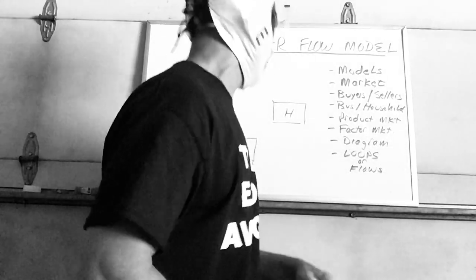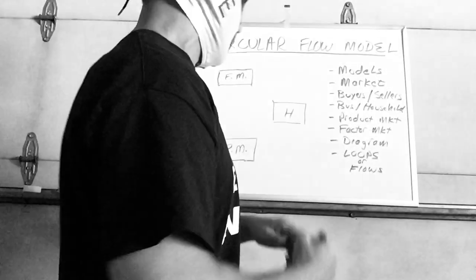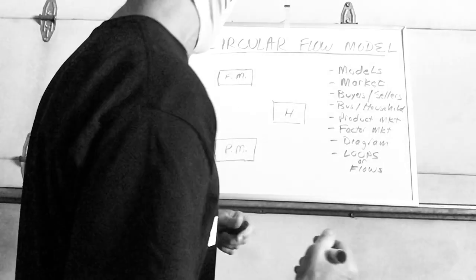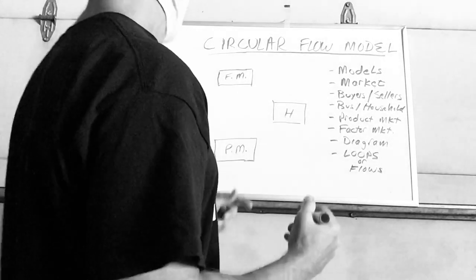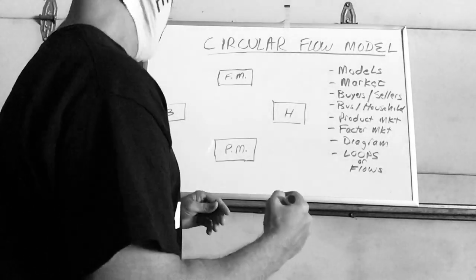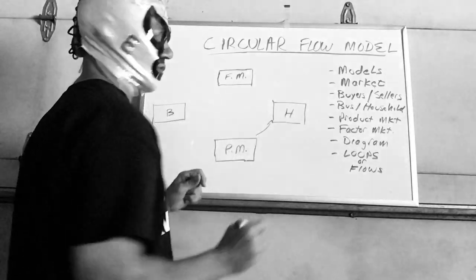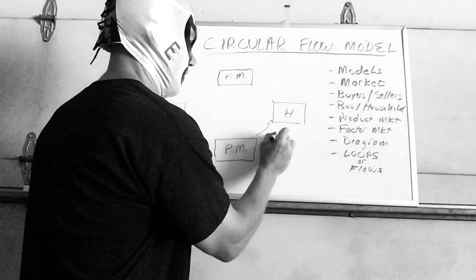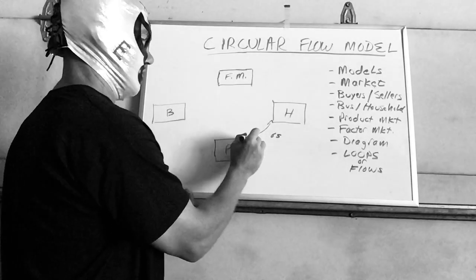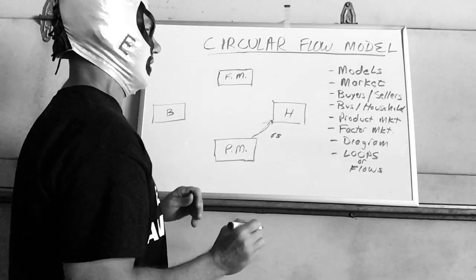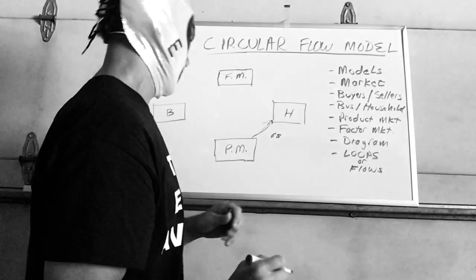But anyway, back to the factor market. So you're going to see some loops here, essentially, okay? So in the product market, you're going to have businesses providing goods and services to households. Goods and services in this arrow are going to be going to households, all right?